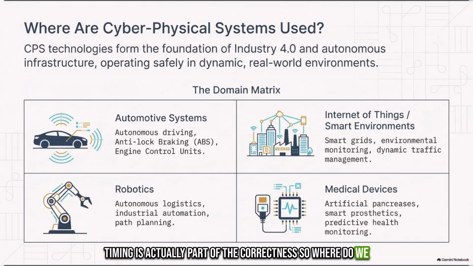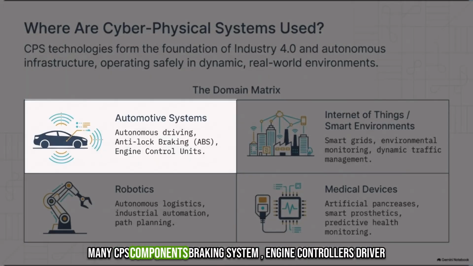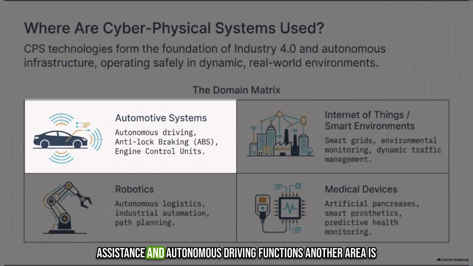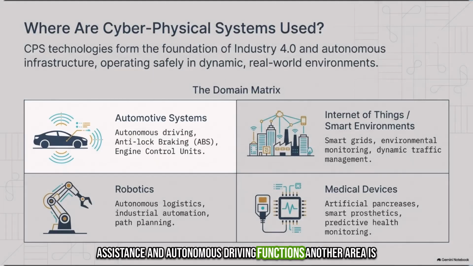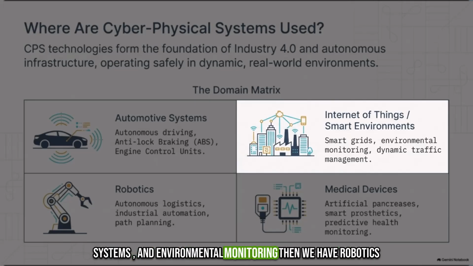So where do we actually see CPS? Pretty much everywhere in modern engineering. One big area is automotive systems. Modern cars already have many CPS components: braking system, engine controllers, driver assistance, and autonomous driving functions. Another area is smart environments and IoT. For example, smart grid, traffic systems, and environmental monitoring.